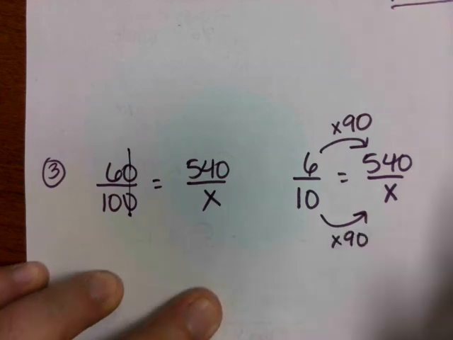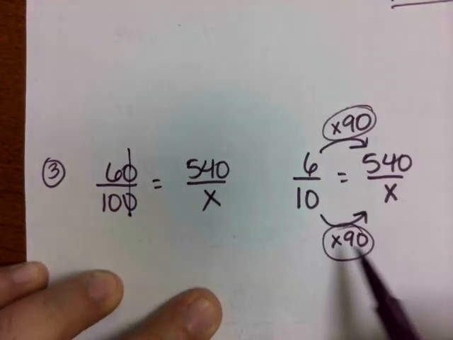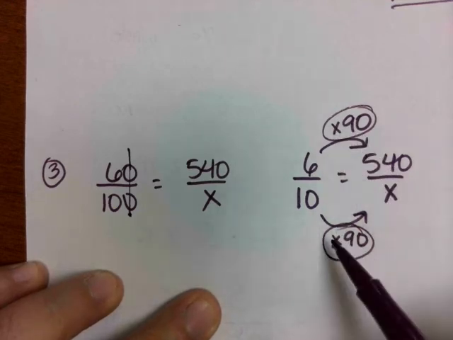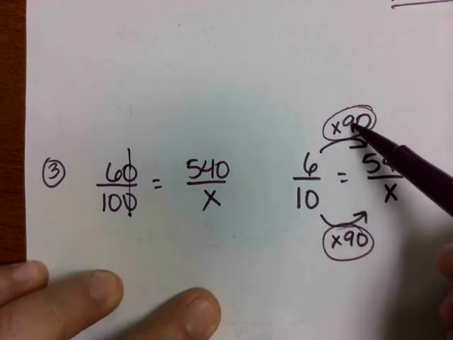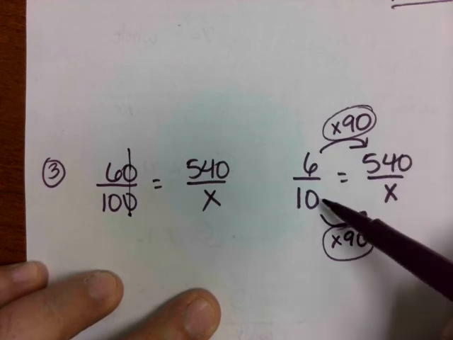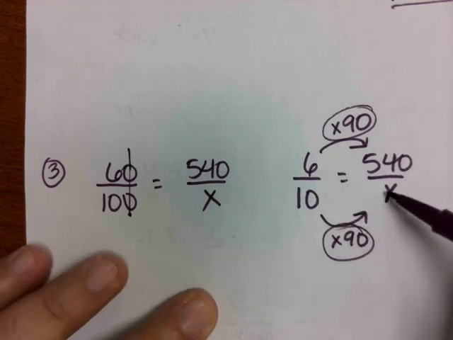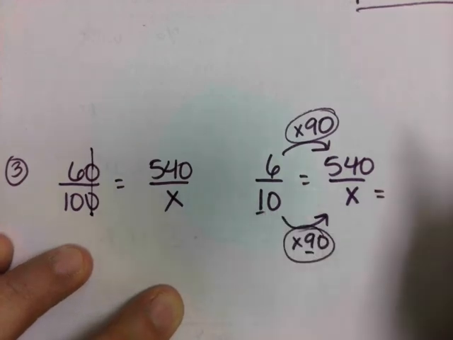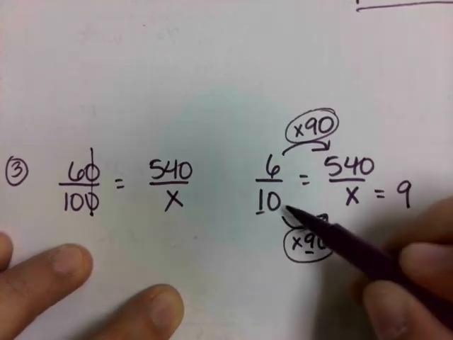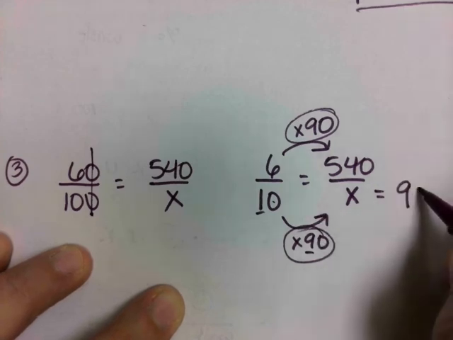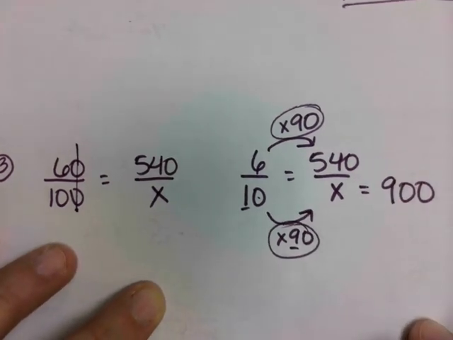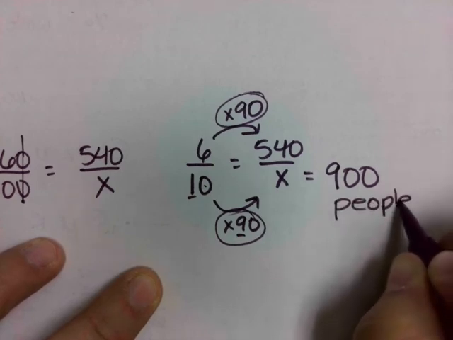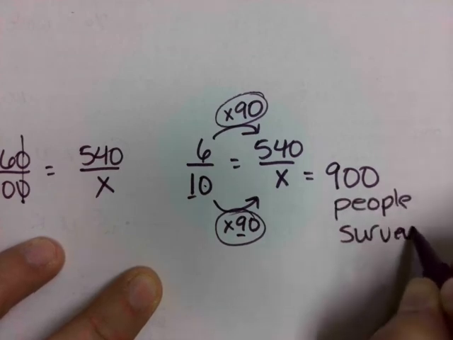And we're going to do the same thing down here. These numbers have to be the same whenever you have that relationship, whether you're multiplying or dividing. You have to do the same thing to top and bottom. So 6 times 90 is 540, so 10 times 90 will get me my answer. So what I'm going to do is I'm going to multiply 9 times 1, which gets me 9, and then there's 2 zeros in my numbers, so I'm going to put 2 zeros in my answer. So 900 people surveyed.